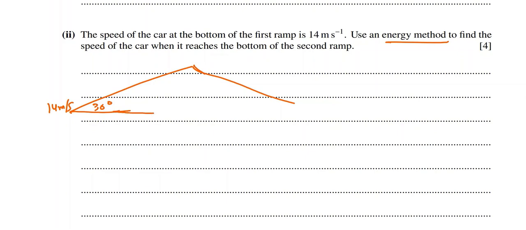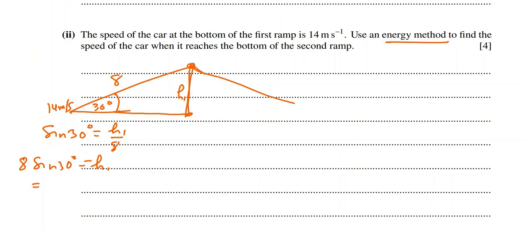Let's find the height of this particular level from the top. How much is this distance? We know this is 30 degrees and this is 8 meters. So sine 30 degrees equals H1 over 8. So H1 becomes 8 sine 30 degrees, which is 4 meters. So 4 meters is the height it gains from here to here.